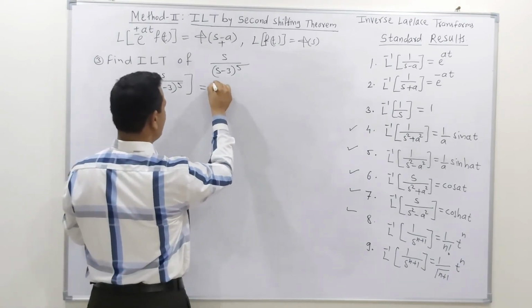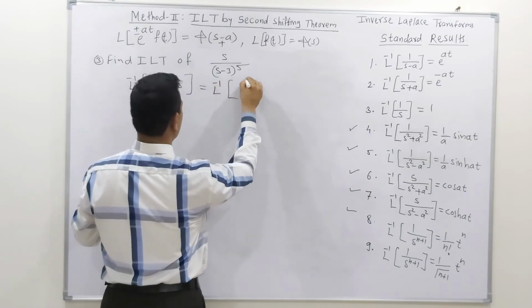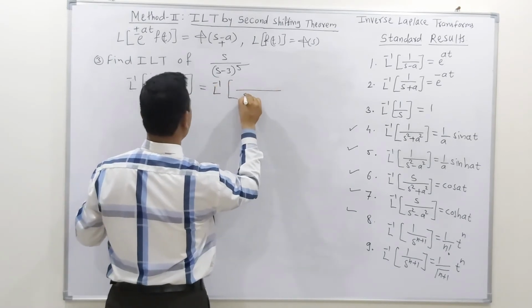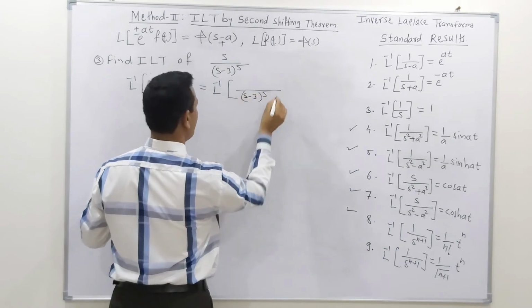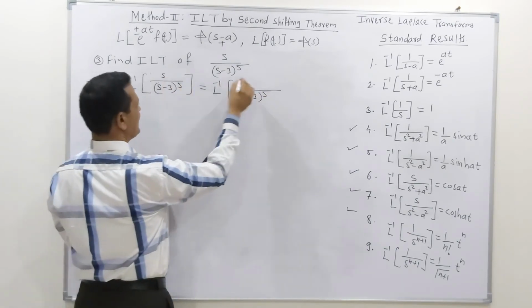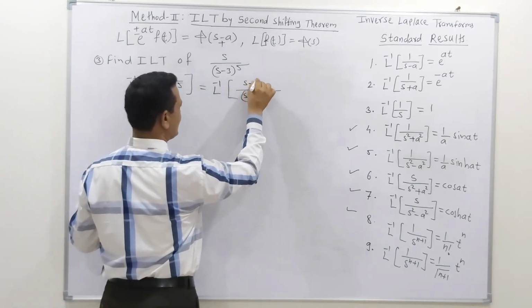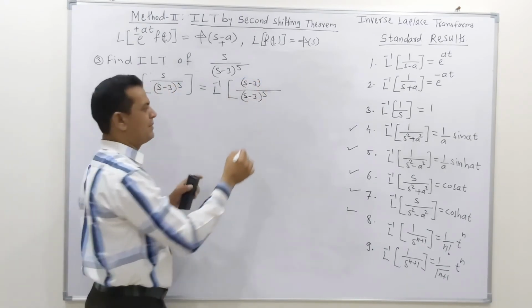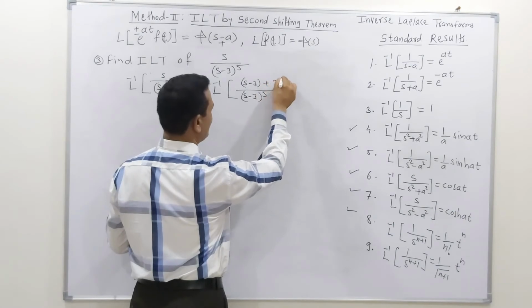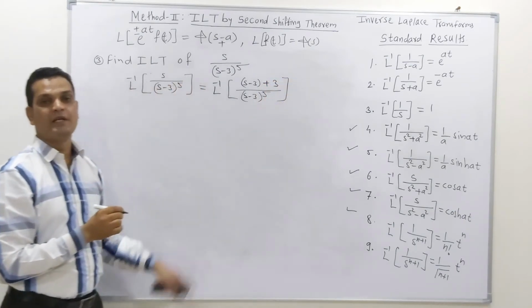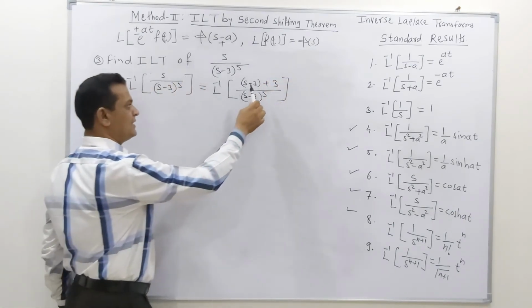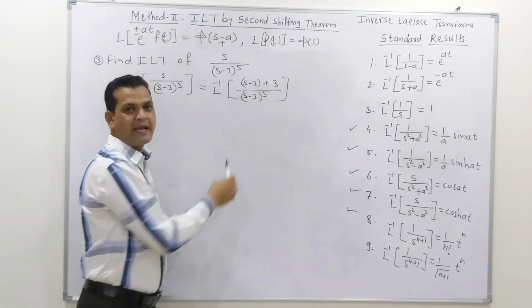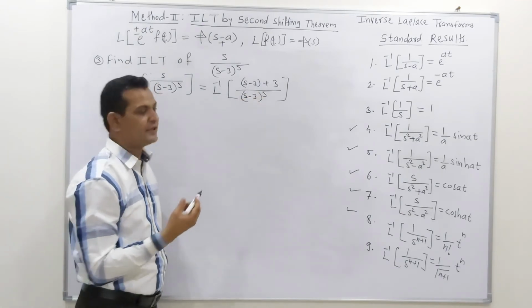So we can adjust this term as the inverse Laplace transformation where the denominator term is (s minus 3) raised to 5. In the numerator only the s term is there, so we can write this as s minus 3. So we subtracted 3 from the parameter s, and we can add 3 so that we get the original term as it is. After writing this as s minus 3, we can apply the concept of the second shifting theorem.